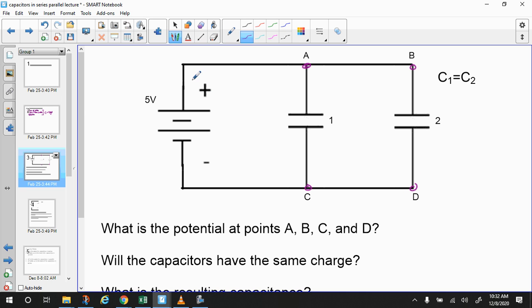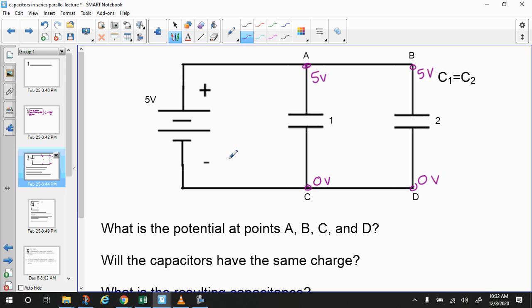And you should have thought that A and B are connected to the positive plate of the battery with no resistors or anything in between. So they should both have a potential of 5 volts. C and D are connected to the negative side of the battery with nothing in between, and there's only one battery, so these should have the potential of 0 volts. So we're going to see that we have the same rules as we had for resistors. Capacitors are going to follow that same rule, where if they are in parallel with a battery or with anything, they're going to have the same potential difference as that battery or whatever is there.